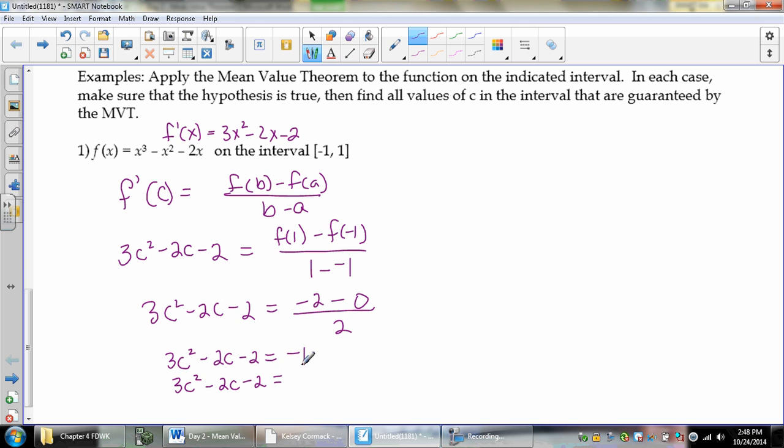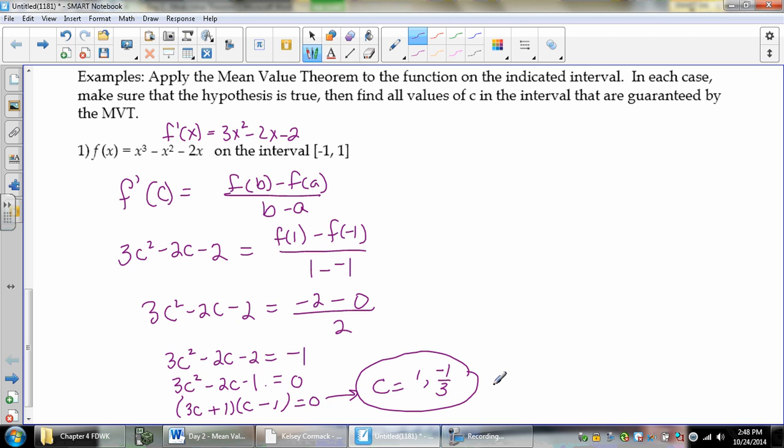And oops, pardon me, if I add 1, this is going to now be a minus 1, not a minus 2. Let me fix that here. And now I can factor this, so I have 3c and c. I'm going to definitely have some 1's here. This has to be a minus and that has to be a plus. Those are both equal to 0. So I end up with c equals 1 and c equals negative 1/3.